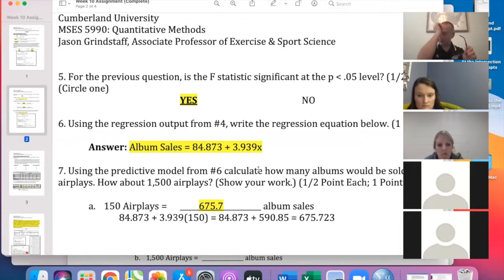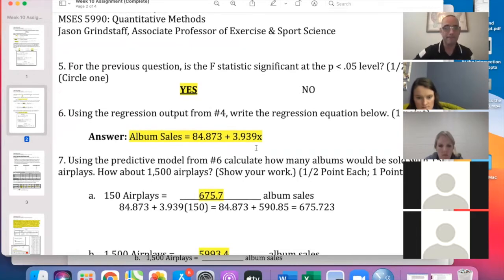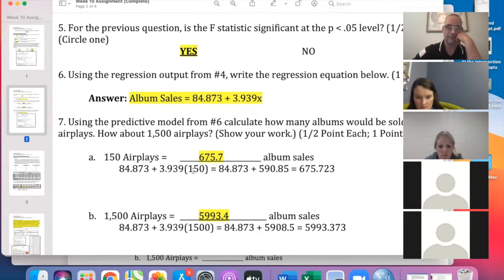We're going to actually predict album sales. So what if we had 1,500 airplays? Based on this regression model, how many album sales would we see with 1,500 airplays? Well, replace X with 1,500. Well, it actually looks like first it's asking us for 150. So 150 airplays, replace that with X.